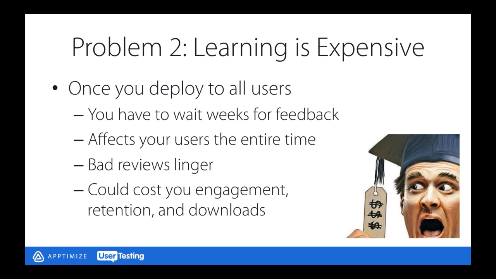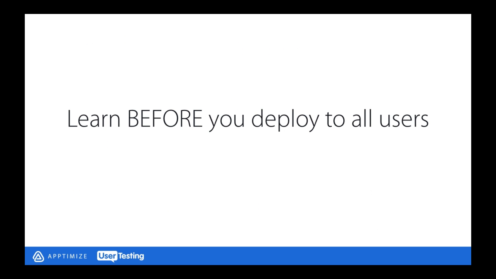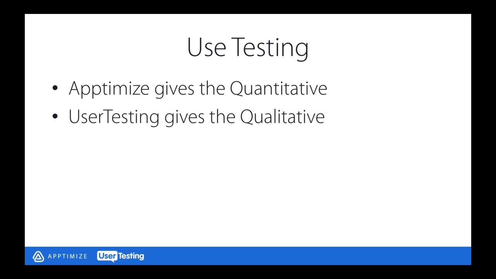So the second problem is that learning is really expensive. Once you deploy to all your users, you're going to have to wait weeks for feedback. And this whole time, it can be affecting all your users. And unfortunately, bad reviews linger. So if there's something wrong with your app, it could cost you engagement, retention, and even downloads. So what we want to do is make sure that you learn before you deploy to all your users. And that's where testing comes in.